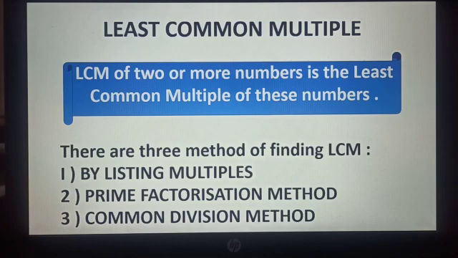There are three methods of finding LCM. First, by listing multiples. Second, prime factorization method. Third, common division method.